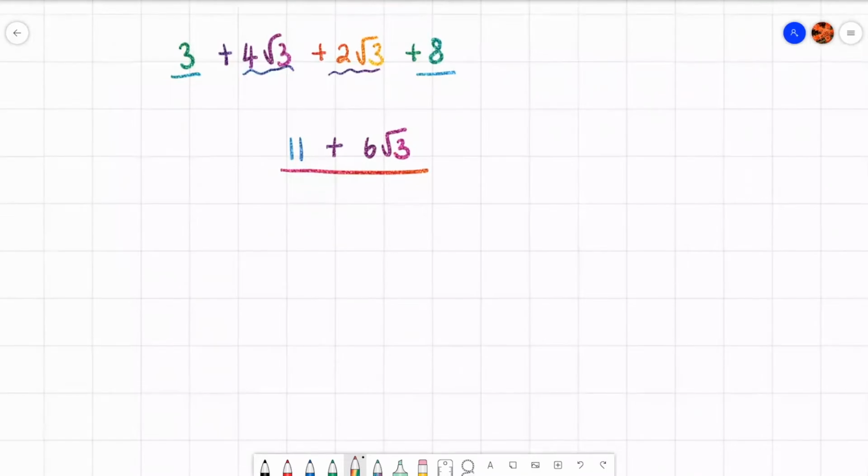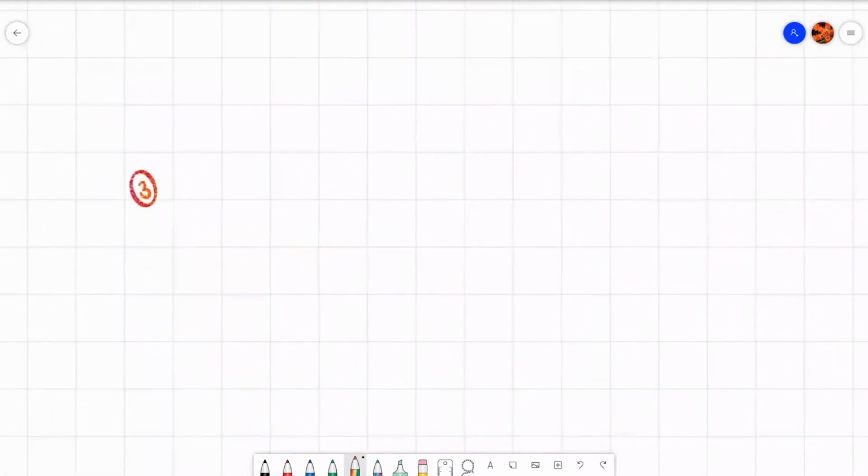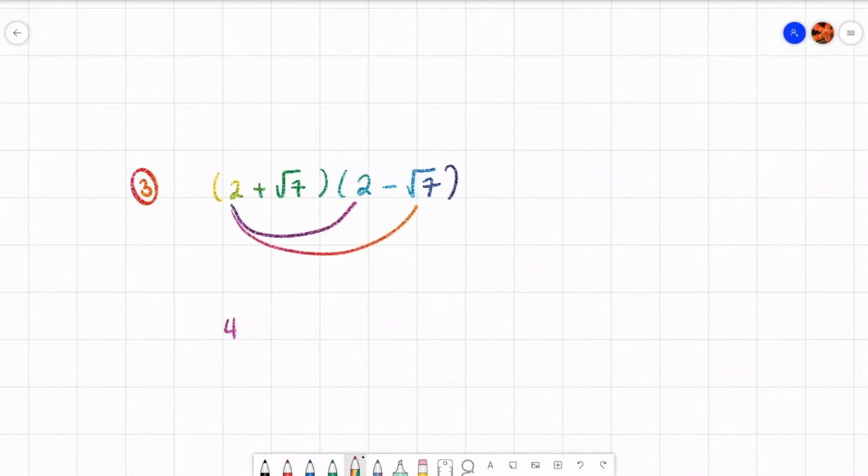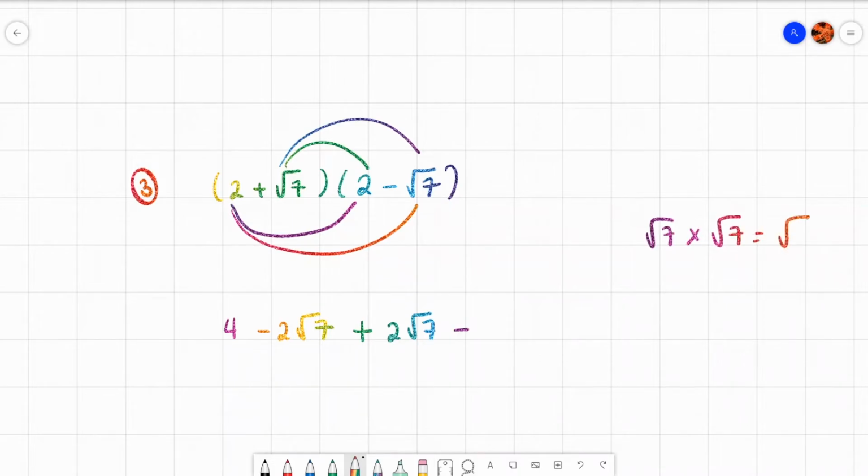Okay, let's have a look at another example. We've got 2 plus root 7 times 2 minus root 7. 2 times 2 is 4. 2 times minus root 7 is minus 2 root 7. Root 7 times positive 2 is plus 2 root 7. And minus root 7 times root 7, as we know, will just be minus 7, because that's the square root of 49, but the square root of 49 is 7.